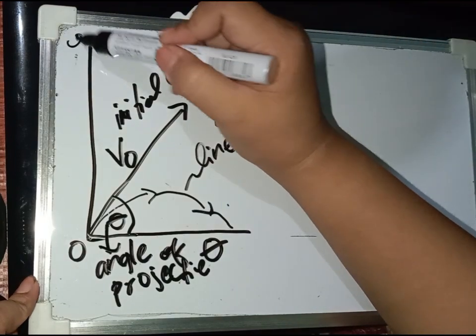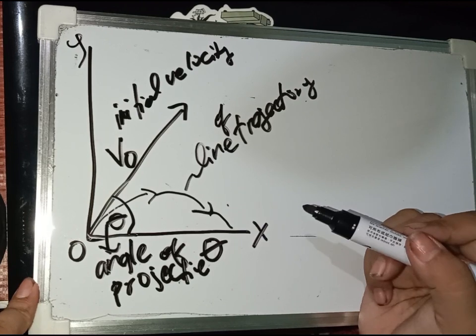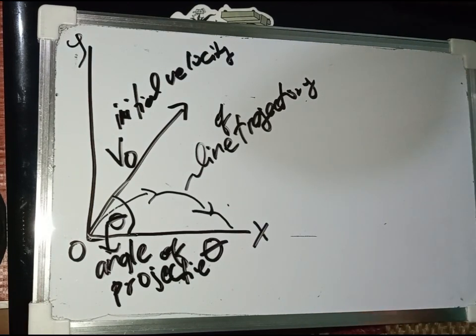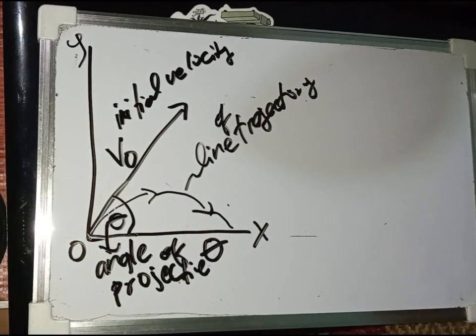Again, this is the y component, this is the x component of the graph. So we will be deriving the six basic equations of projectile motion through this graph and from the previous SUVAT equation, or what we call the three equations of uniform motion. And let us derive first the first equation.